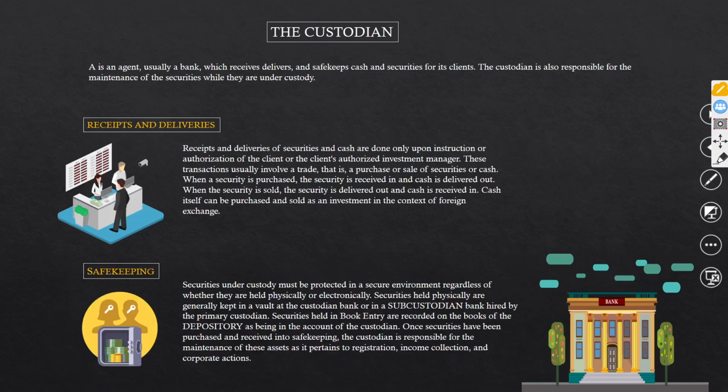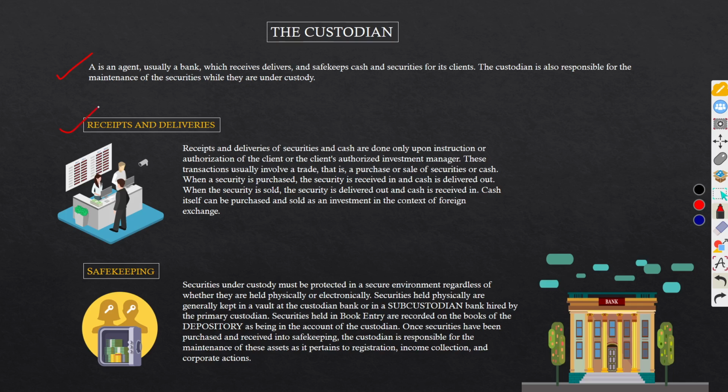All right. So let's see a little bit more about the different services that the custodian offers. As I said, a custodian is like an agent, usually a bank, that plays the role of a custodian, which receives, delivers, and safekeeps cash and securities for its clients. The custodian is also responsible for the maintenance of securities while they are under custody. So let's see a few services in detail.